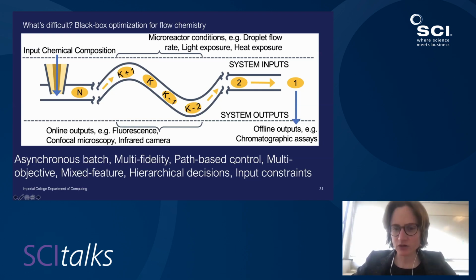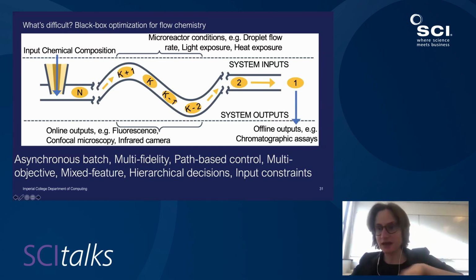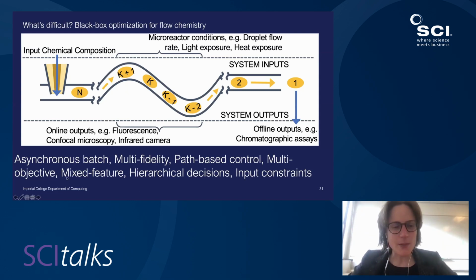I've got this path-based control aspect where I'm allowed to change flow rate, but if I change the flow rate of droplet N, then I'm actually changing the flow rate of everything else that's in the system as well, right? Because all of a sudden it's pushing forward faster. I've got mixed features. This is really interesting in machine learning, and it's basically that I get to choose what ingredients I'm going to put in and also what are their various levels.